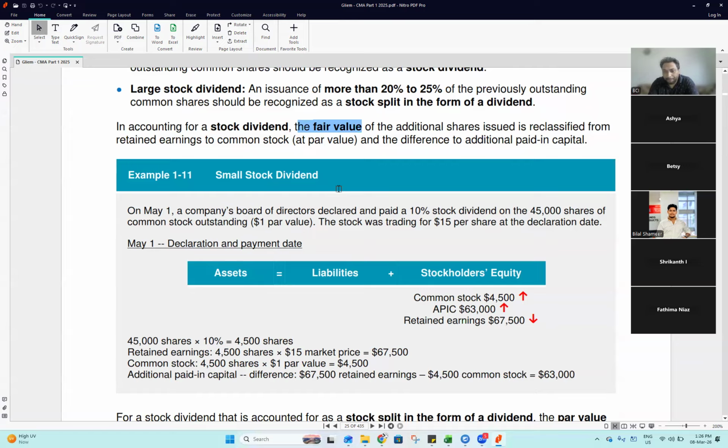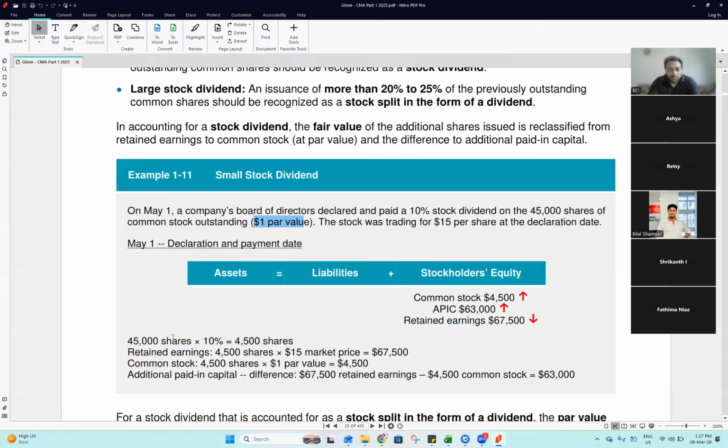Clear? Now, a company's board of directors declared and paid a 10% stock dividend on the 45,000 shares of common stock outstanding, $1 par value. The stock was trading at $15 per share at the declaration date. Clear? See, here there is one thing. Here we don't have declaration and payment dates separately. Both are the same date. Clear?